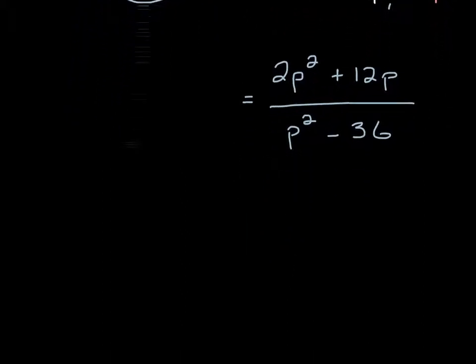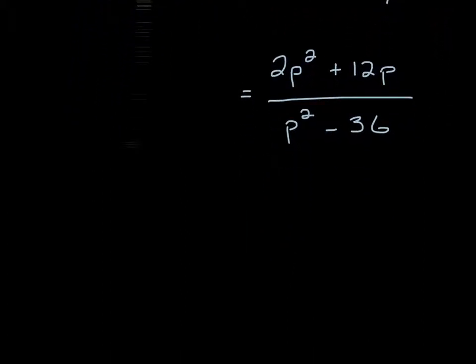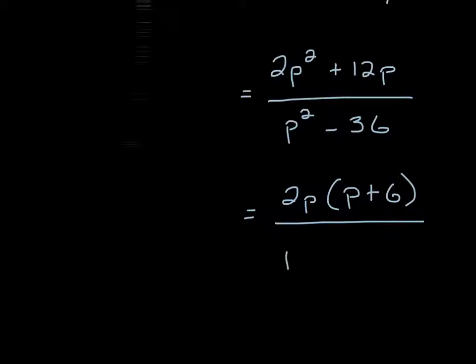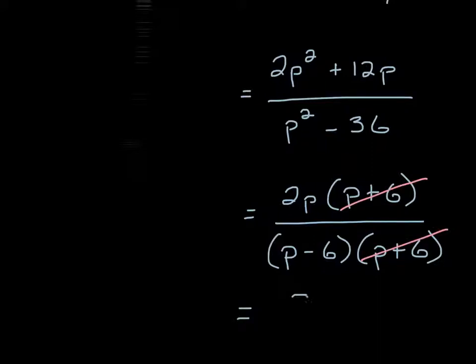In the numerator here, I'm going to factor out a 2p, leaving me with a p plus 6. In the denominator, it's a difference of squares, and so this is going to end up being a p minus 6 and a p plus 6. Then I cancel my common factor of p plus 6, and my final answer is 2p over p minus 6.